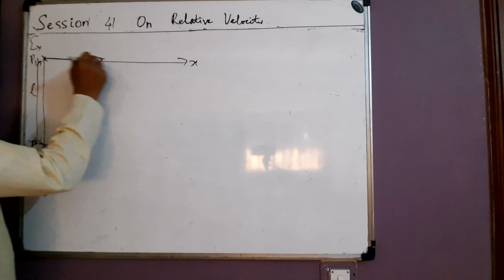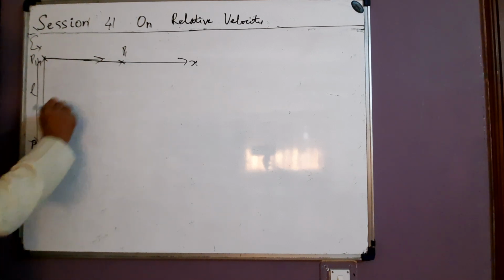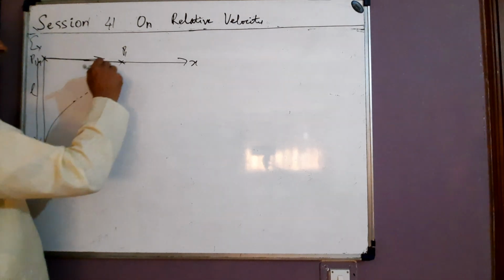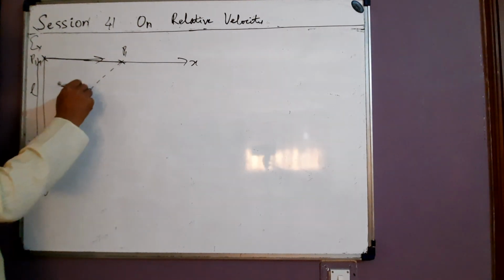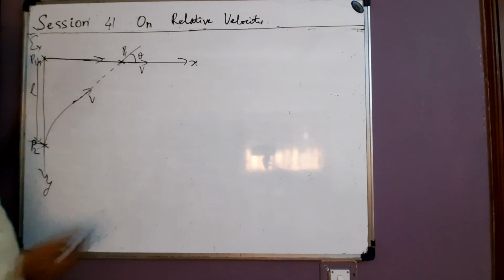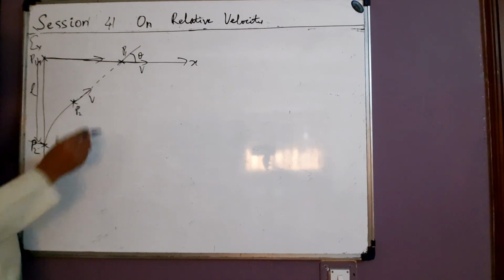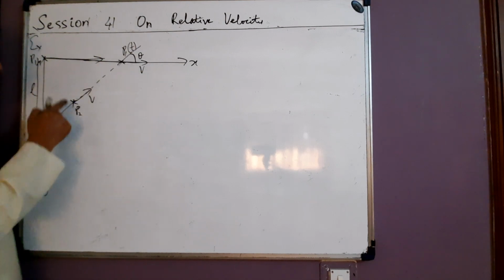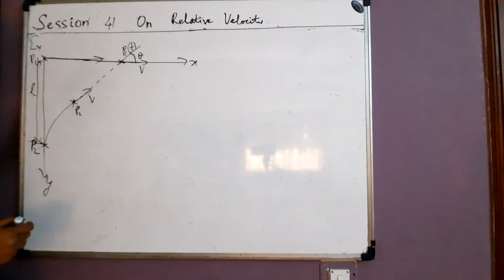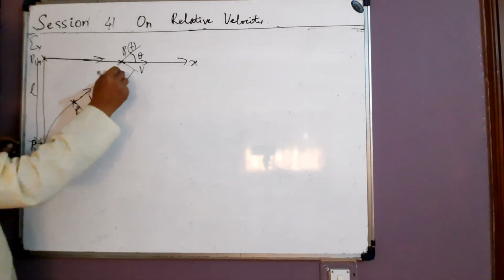At a certain instant t, P1 is somewhere here. Till that instant P2 has moved something like this. It is somewhere here, moving at a speed v. P1 is moving at a speed v. This is the angle theta. This is P1 at time t. This is P2 at time t. And now the distance between P1 and P2 at this instant is d.